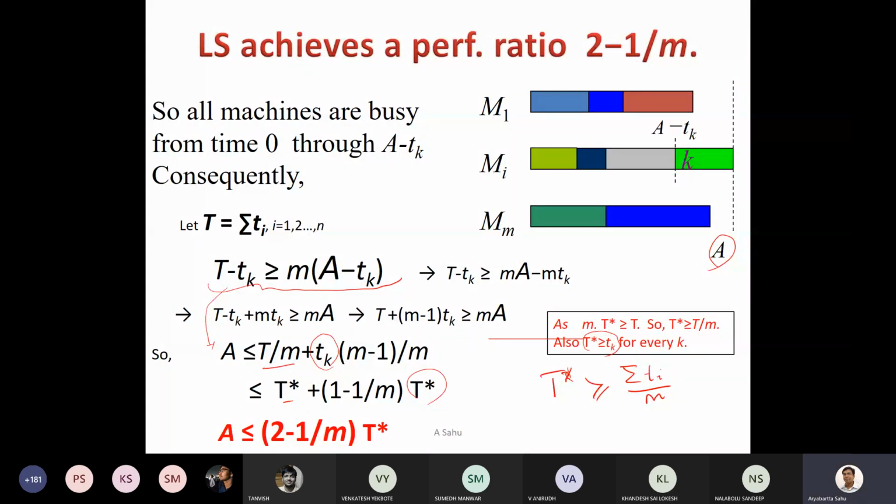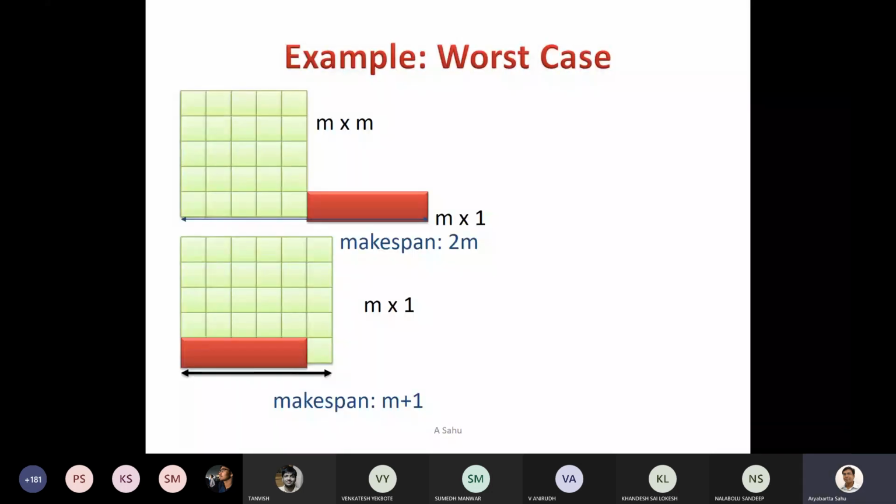So what can be the worst case in general list scheduling? Suppose the last task scheduled is longer, a bigger task. Then that is the worst case. Suppose there are m tasks and you have m processors, and the m plus 1th task comes as a very big one. In that case, the last task needs to execute for a longer period. That is the worst case. So how do we handle this?